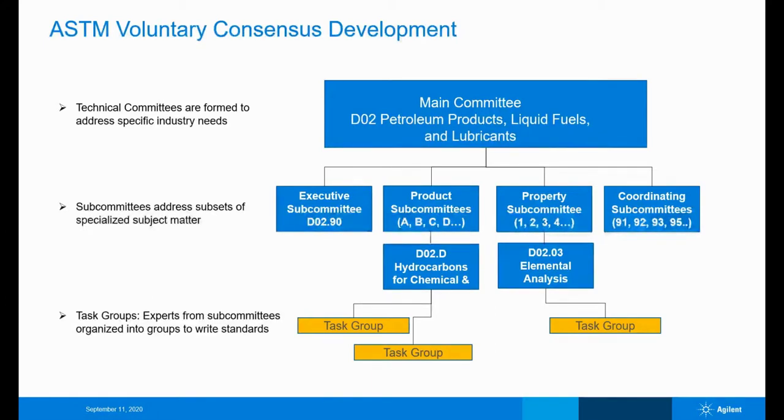Now, the subcommittees form task groups based on the need to support an active ASTM standard, one that has already been published and is being revised, or a task group may form to work on a new standard test method. So the task groups are formed by experts from the industry, organized into groups to write standards and to revise standards that are currently active.